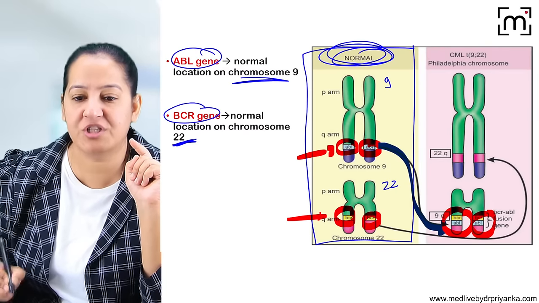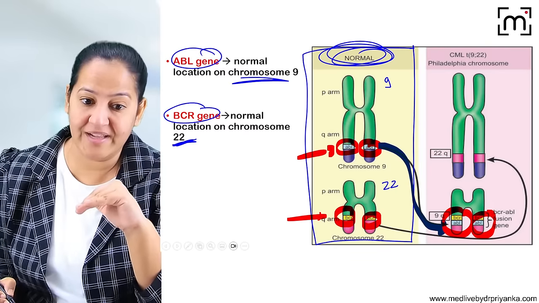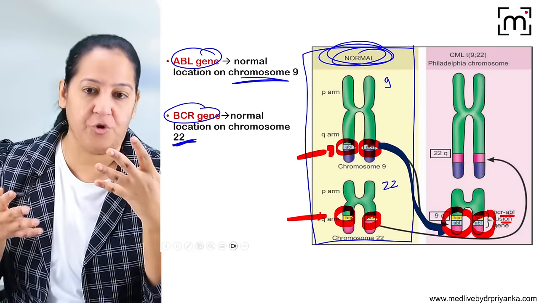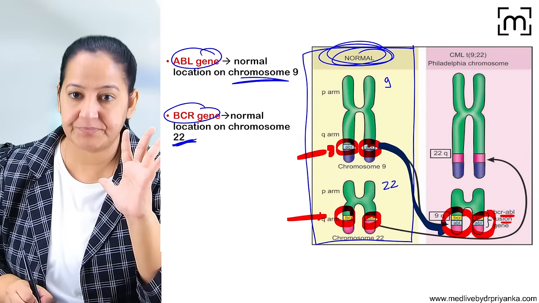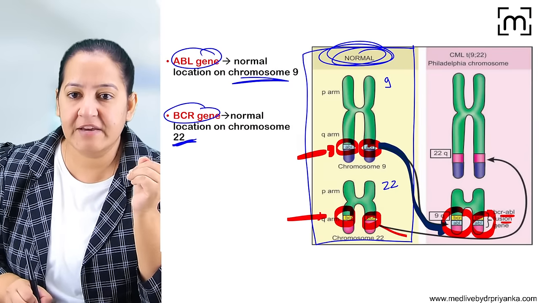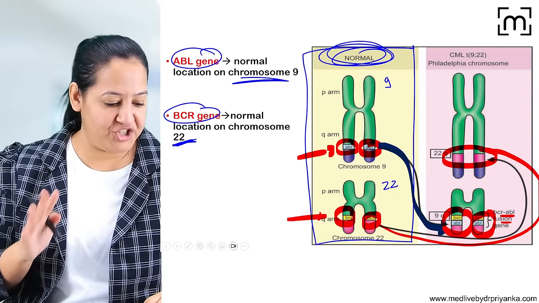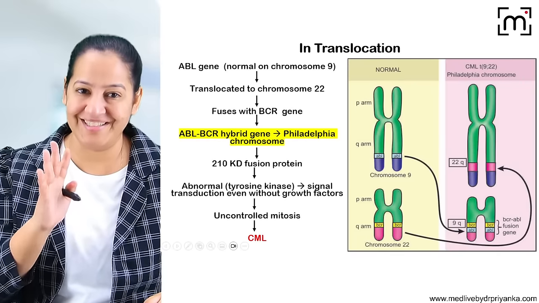Can you appreciate the fusion gene or hybrid gene? BCR was already there and ABL is also coming. And this is deadly. That will lead to uncontrolled mitosis. In exchange, chromosome 22 is giving a portion to 9 that doesn't contain any important gene. So this is translocation. How many of you got it?